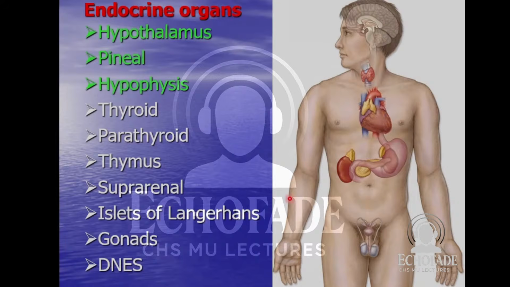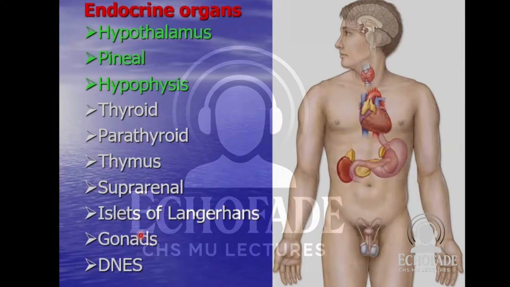The islets are part of the pancreas, but they are the endocrine part of the pancreas. They are islets, islands. They look like islands within the exocrine pancreas. We'll be looking at the details. And then we have the gonads, both the testes and the ovary.